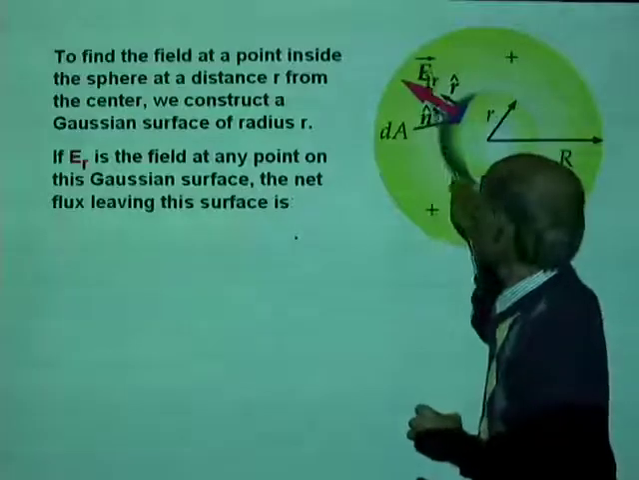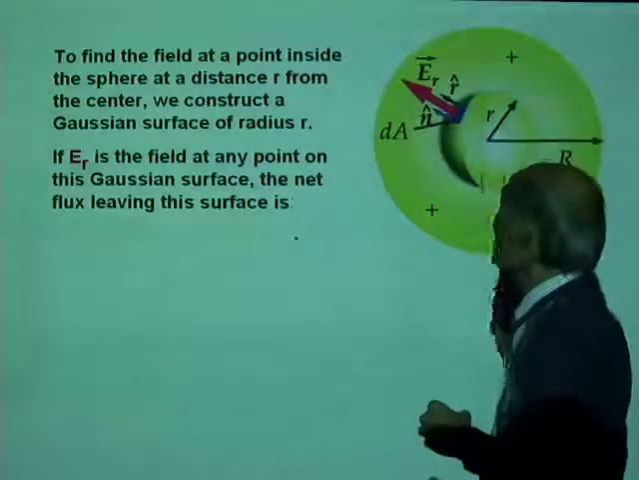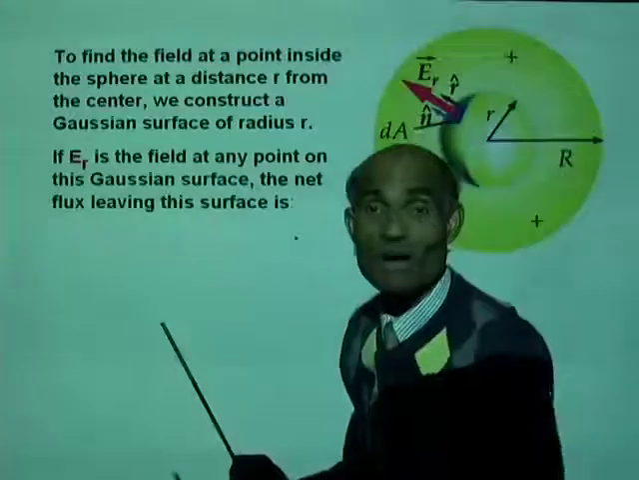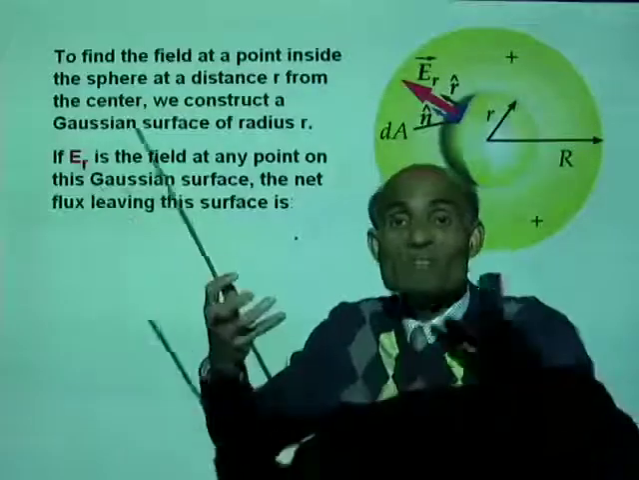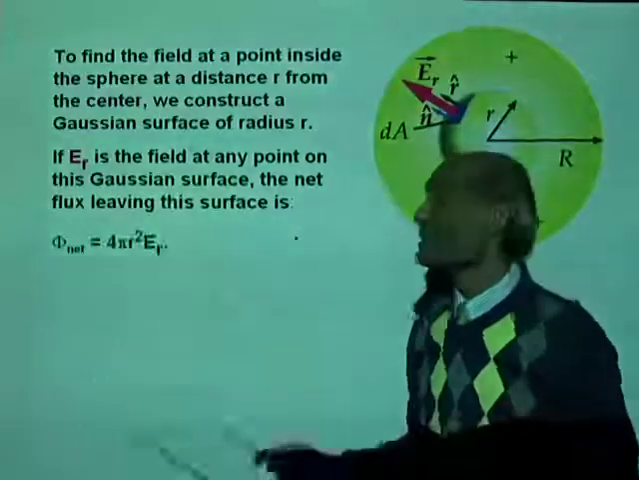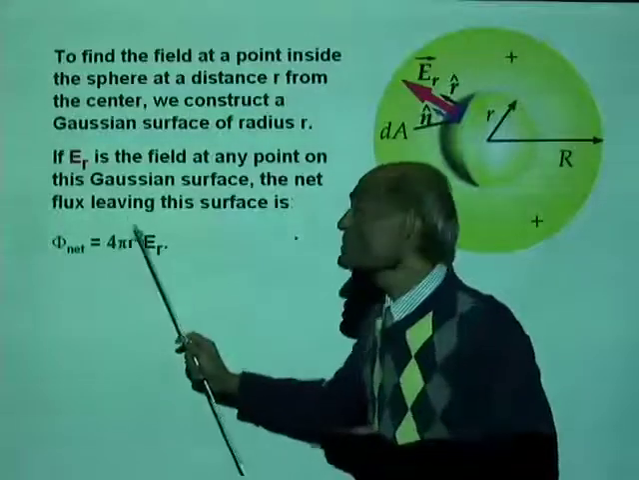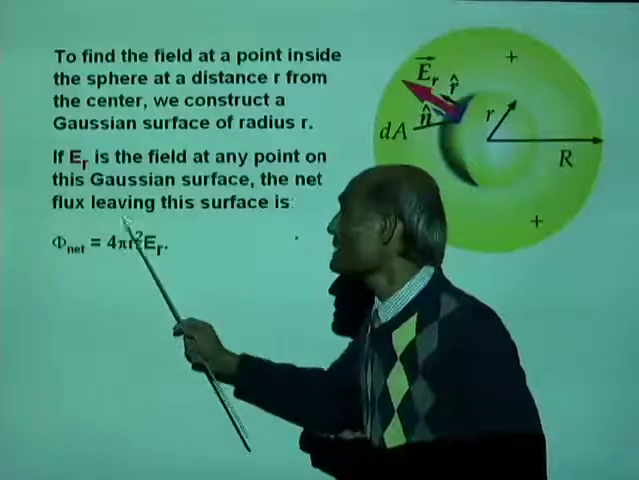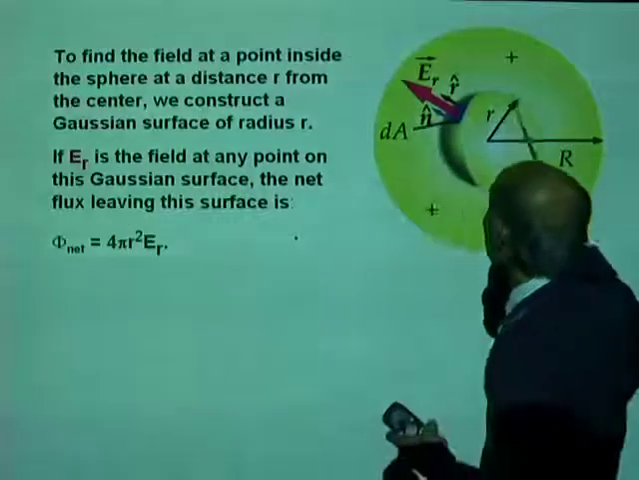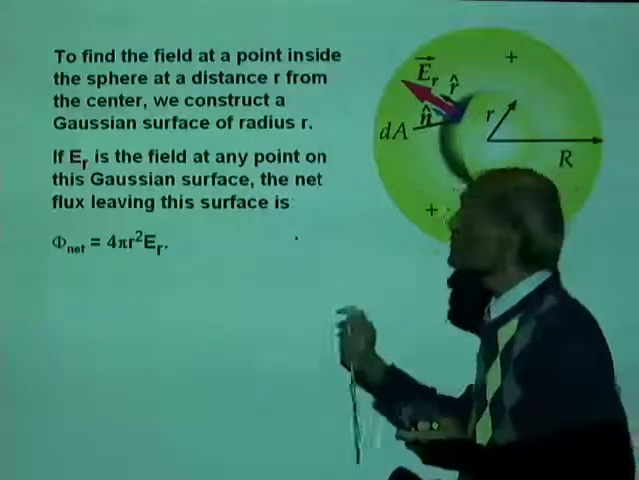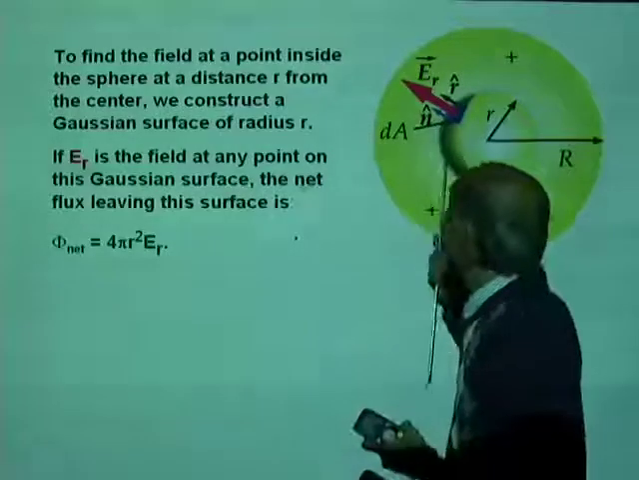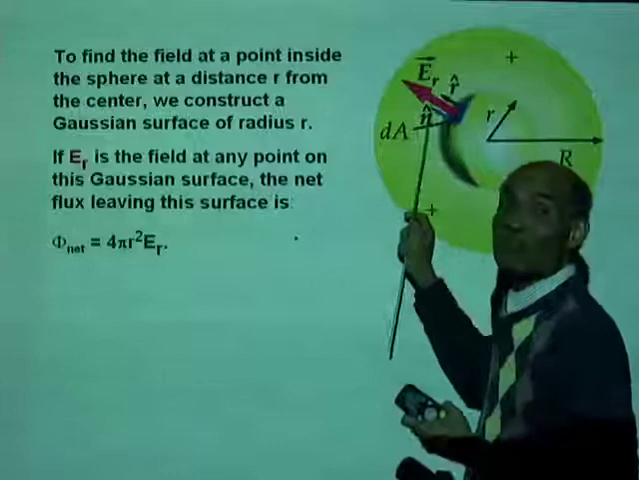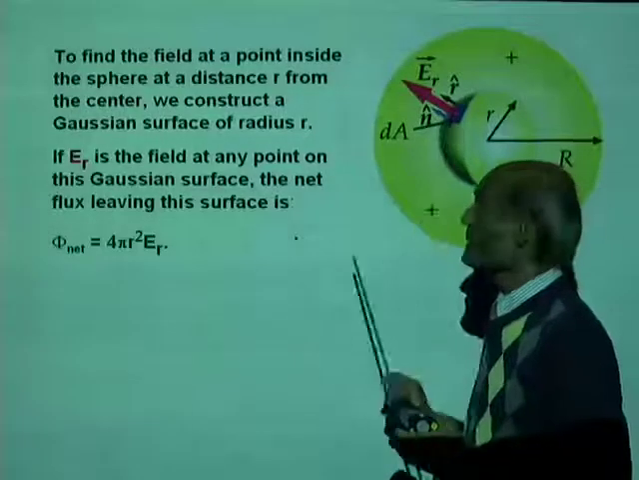So if you multiply this E with the area 4 pi r squared, that is a measure of the net flux leaving the Gaussian surface. So phi net equal to 4 pi r squared, which is the area of the Gaussian surface, multiplied by E sub r, which is the electric field at a point on the Gaussian surface.